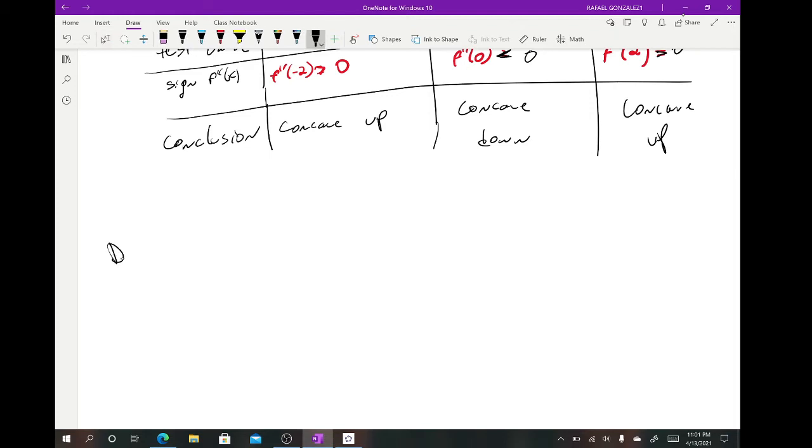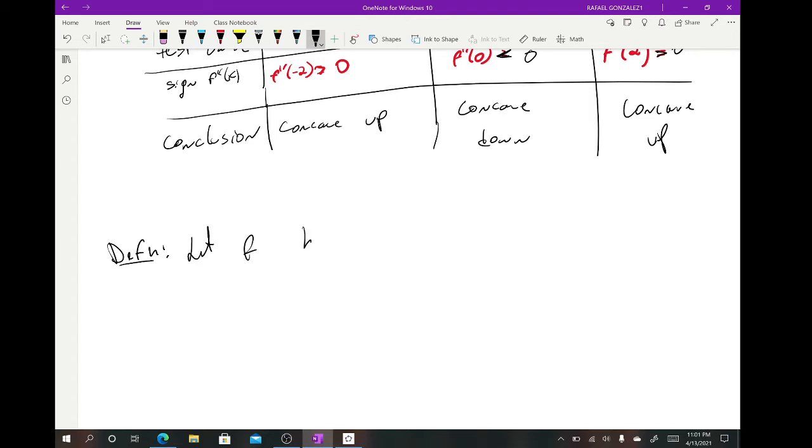So let's define a point of inflection. In simple terms, because the definition I'm going to write may not be as intuitive, a point of inflection is simply a point where the function changes direction. That's the way that I like to think about it. When you go from concavity being up to concavity being down. The formal definition is the following.